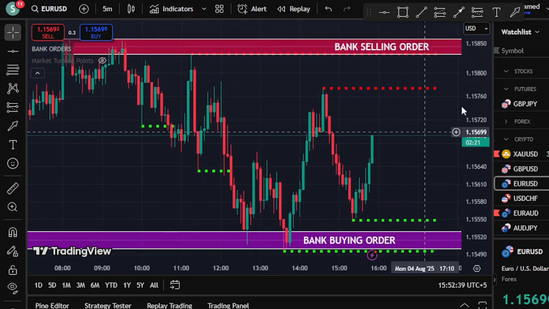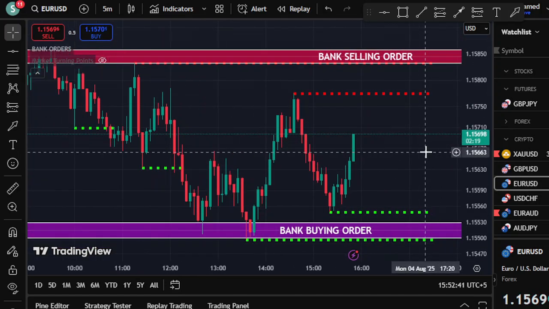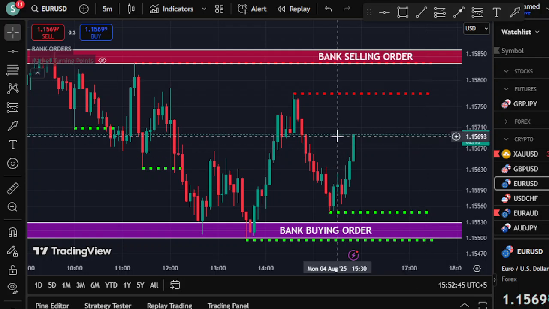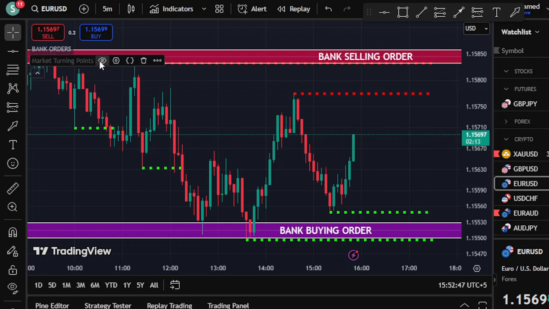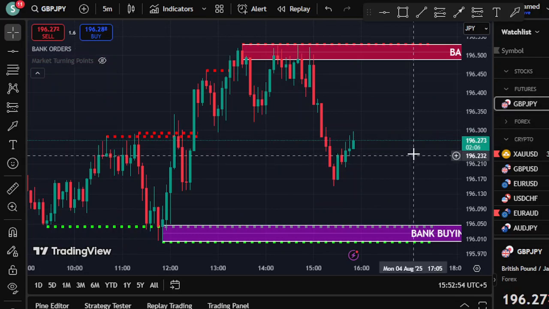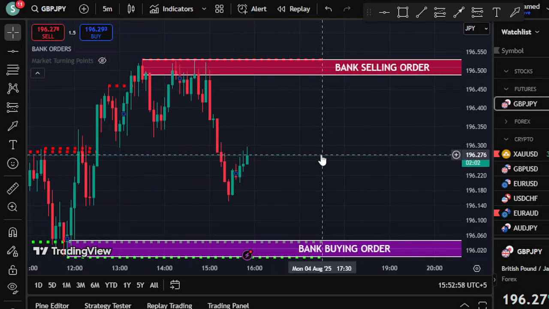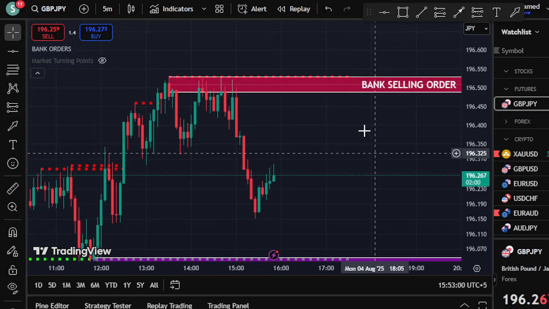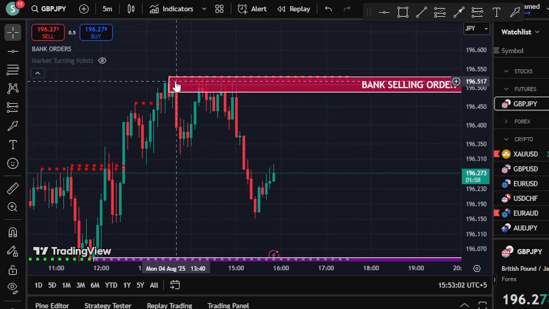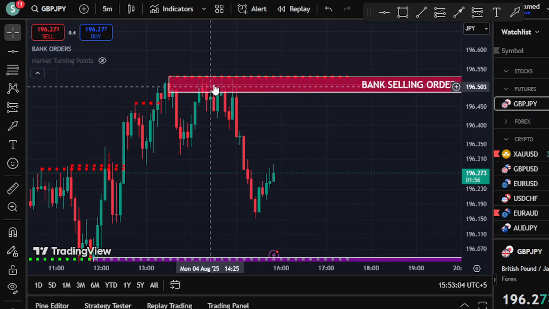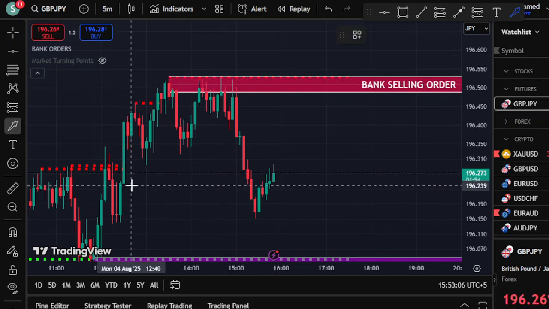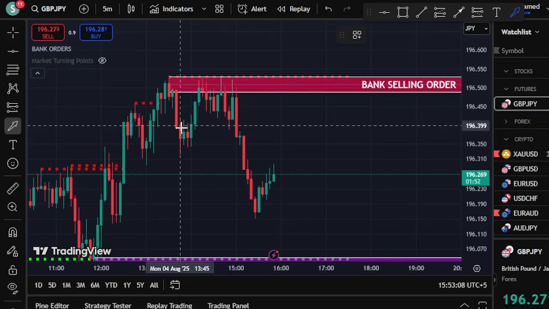It is also one of the best indicators, and we normally use it on the retest. As I told you, the market turning points indicator is a real time indicator, but the bank order has static levels as well, and they can also appear after the move. So for example, we normally trade the bank indicator on the retest. Now you need to understand that this bank selling order level was not already available here. So when the price went 3 to 4 candles down.